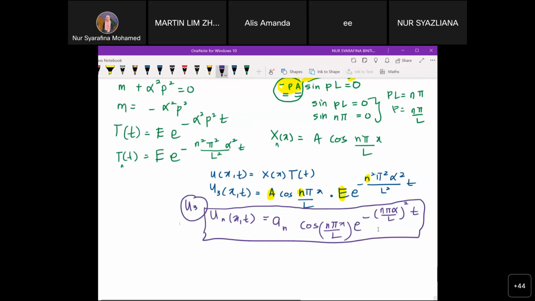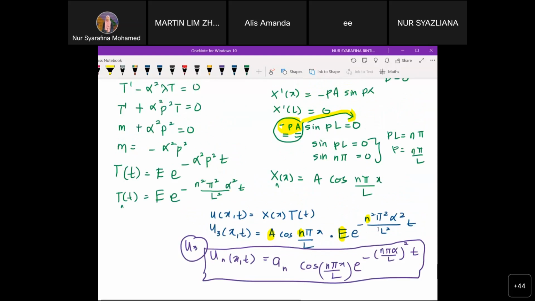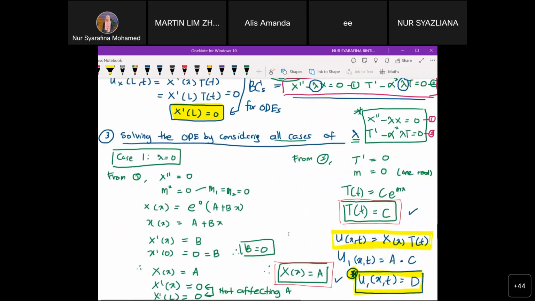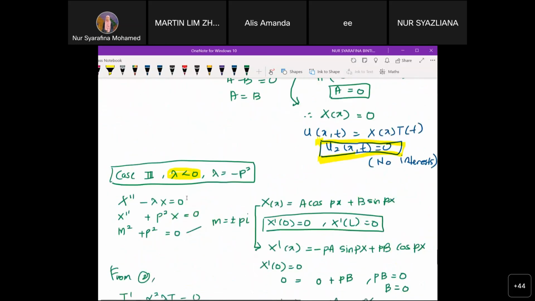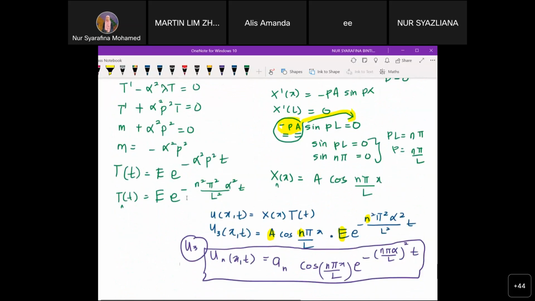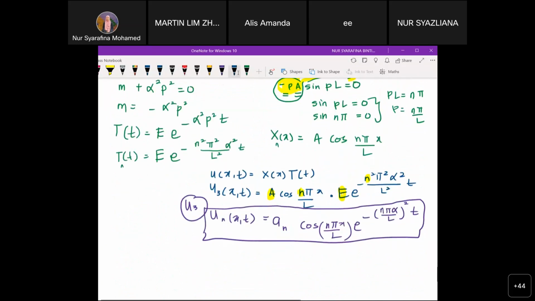Okay, understand or not up to this point? We have considered all cases of lambda: lambda 0, lambda greater than 0, lambda less than 0. And all of the cases will give you the solution for u(x,t). Okay, and the second step is to sum up all cases.